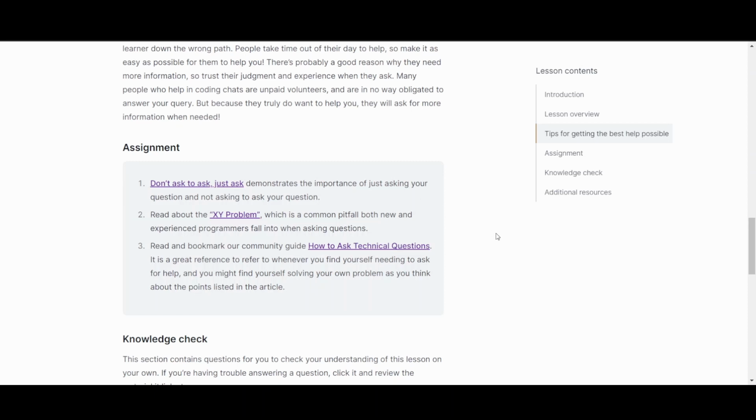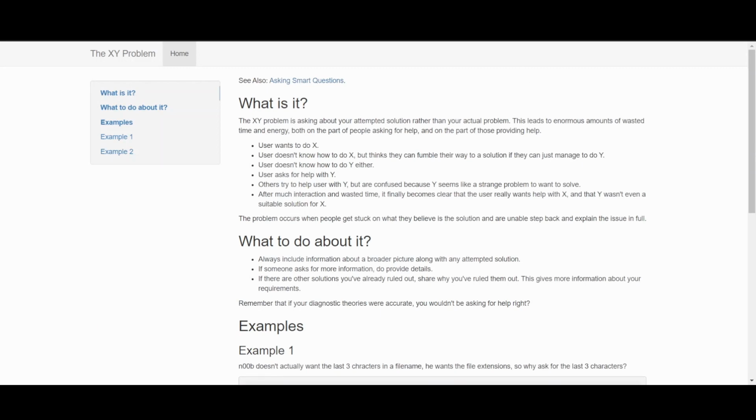2. Read about the XY problem, which is a common pitfall both new and experienced programmers fall into when asking questions. What is it? The XY problem is asking about your attempted solution rather than your actual problem. This leads to enormous amounts of wasted time and energy, both on the part of people asking for help and on the part of those providing help.